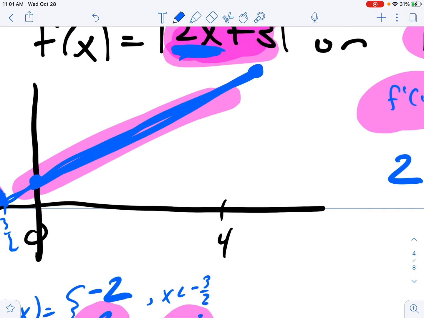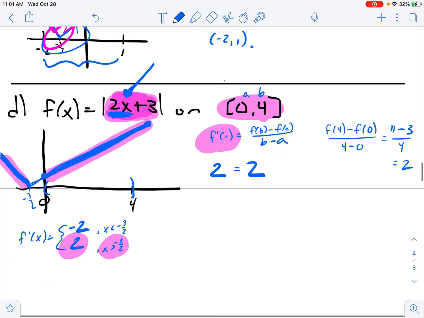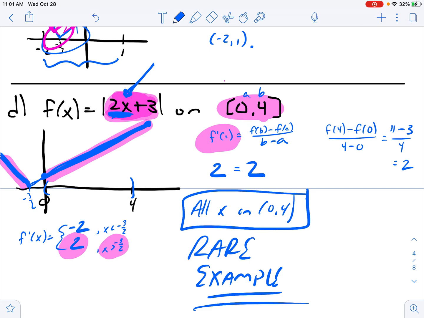Well, let's think about this. C represents any x value between 0 and 4 where the slope of this thing is 2. And where is the slope of this thing 2? Well, it's a line. So it's always a slope of 2 at all x values between 0 and 4. So what do we say? Well, the mean value theorem applies to every x value on the interval 0, 4. This is a very rare example. Okay, not something you have to worry too much about, that we get like an entire interval of x values back, but I wanted to talk a little bit about absolute value, so I wanted to show you how this worked out.